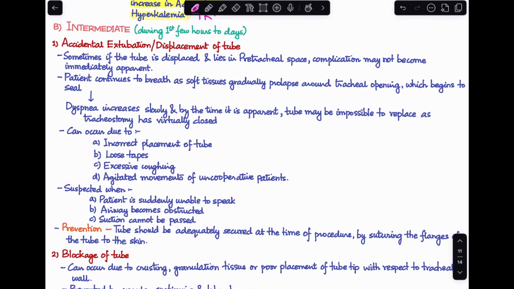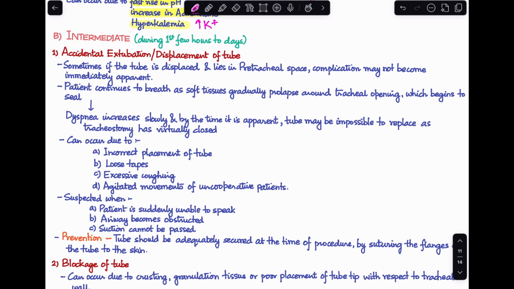Now let's move on to discuss the intermediate complications. These are the complications which develop during either the first few hours to within days of the surgery. Our first most important one is accidental extubation or displacement of the tube. Sometimes the tube may get displaced into the pretracheal space, that means lying in front of the trachea. And this complication may not be immediately apparent.